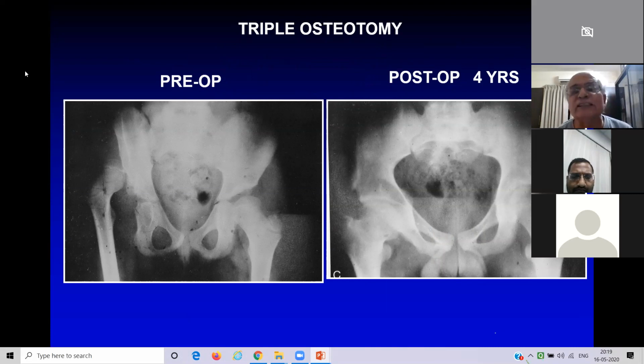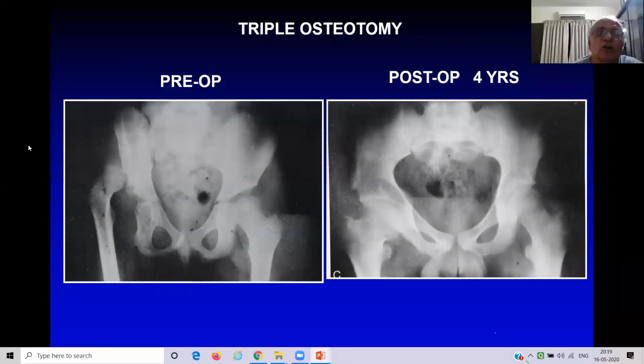Okay, this is one patient of triple osteotomy. It was highly dislocated, and you look at that. This osteotomy here, this osteotomy here, is completely healed at 4-year follow-up.